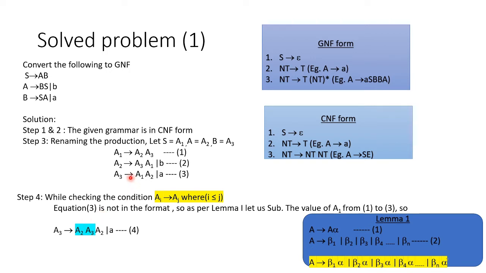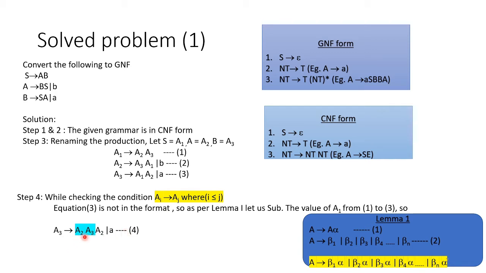So which lemma should I implement? I have two lemmas. One is the substitution lemma. The second is left recursion removal. You can see that A3 and A1 are not similar, so only lemma 1 applies, where we can go for substitution. Using lemma 1, I substitute the value of A1 here. The value of A1 is A2 A3, so that is what has been replaced. In equation 3, I have substituted A1, so now A3 becomes A2 A3 A2 and A.